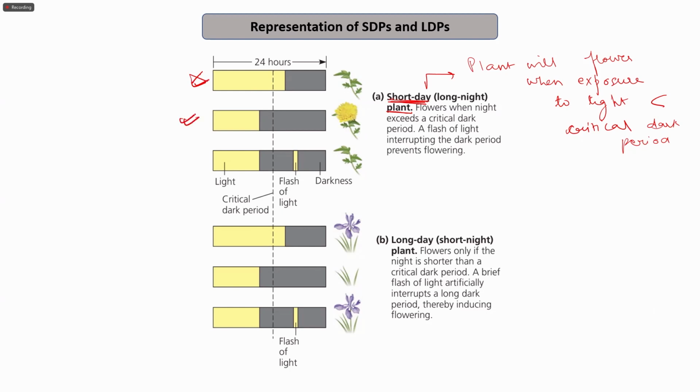But in this case, the plant will flower, while in this case also, the length of time for which the light is being exposed is less. But since there is a hindrance that we cause due to the flash of light, even the brief exposure of the flash of light in the dark period inhibits flowering.